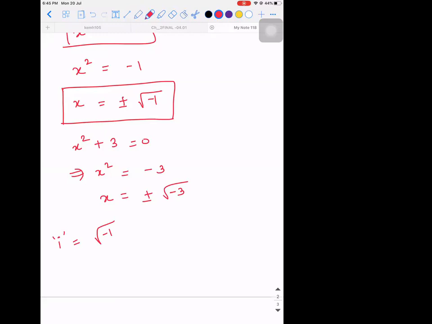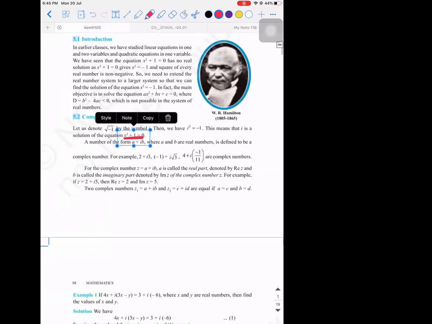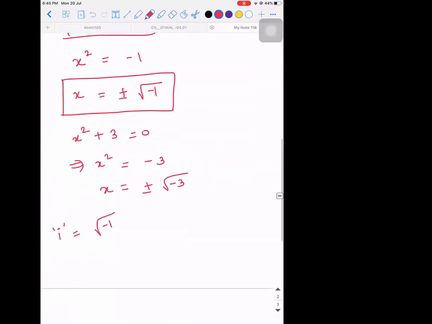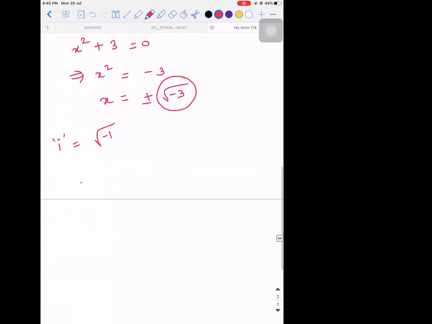Are you able to understand this point? For example, if I have root of minus 3, then what should I do? Square root of minus 3 can be written as square root of 3 into square root of minus 1. Can I write it like this? Yes. The square root of minus 1 is always replaced with the symbol i for us to understand.